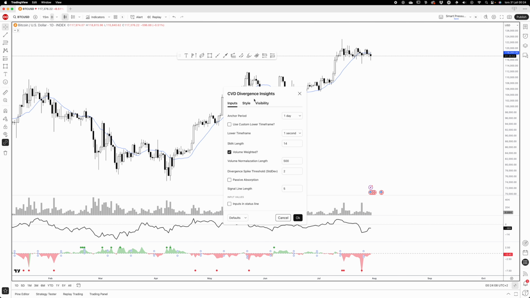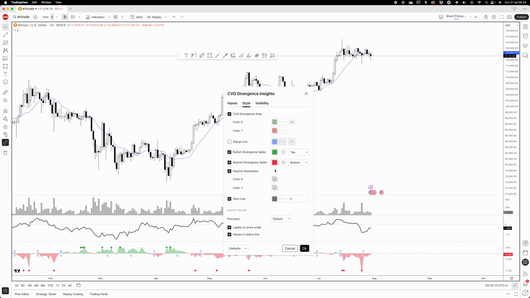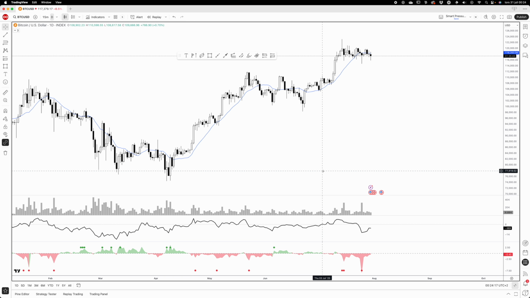These are all the settings that you need to know. Besides that, you have all the different colors and everything you can play with here. It's pretty self-explanatory. I hope this video helps.